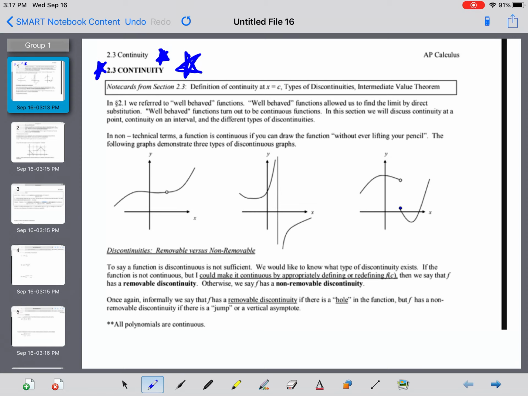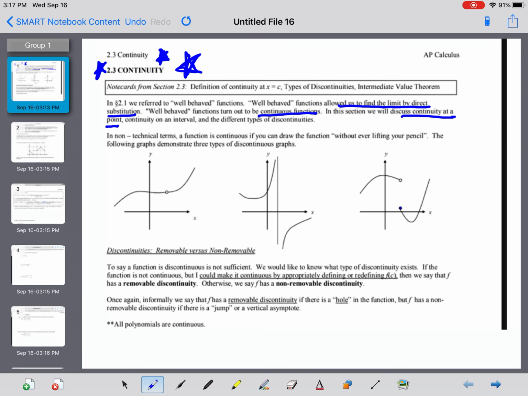If we refer to a well-behaved function, well-behaved functions allow us to find the limit by direct substitution. So that means nothing's tricky about it. We just fill in the number first, and that's our answer because it exists from the left and the right. Well-behaved functions turn out to be continuous, like they actually land on that number and they approach it from the left and the right. And this section will discuss continuity at a point.